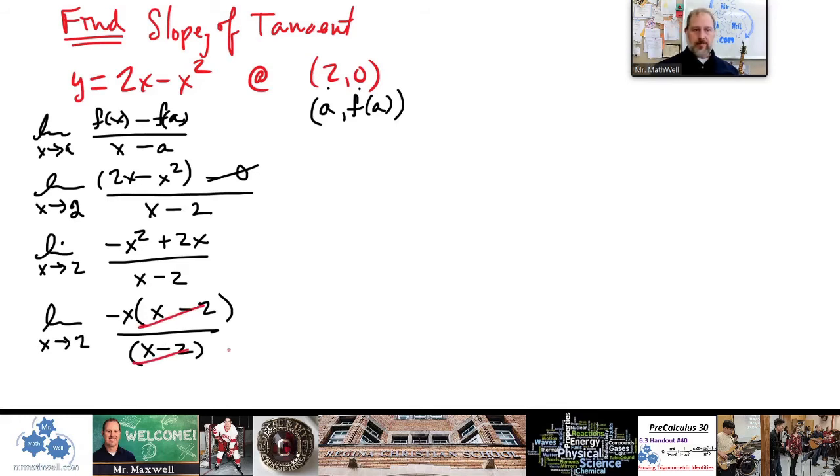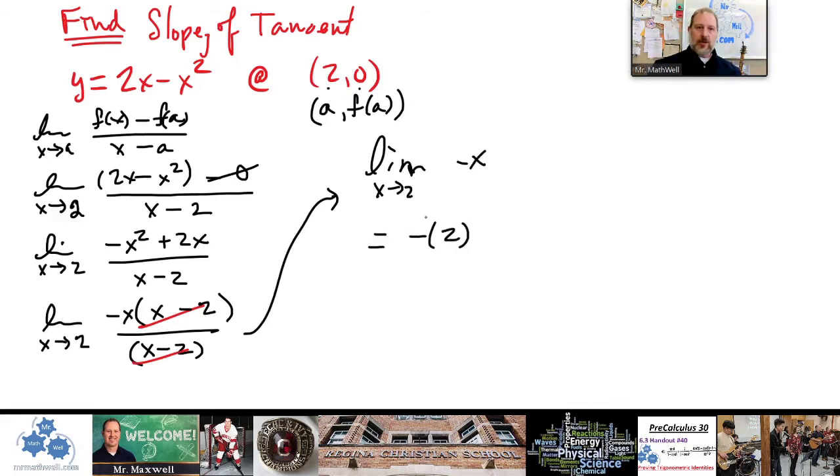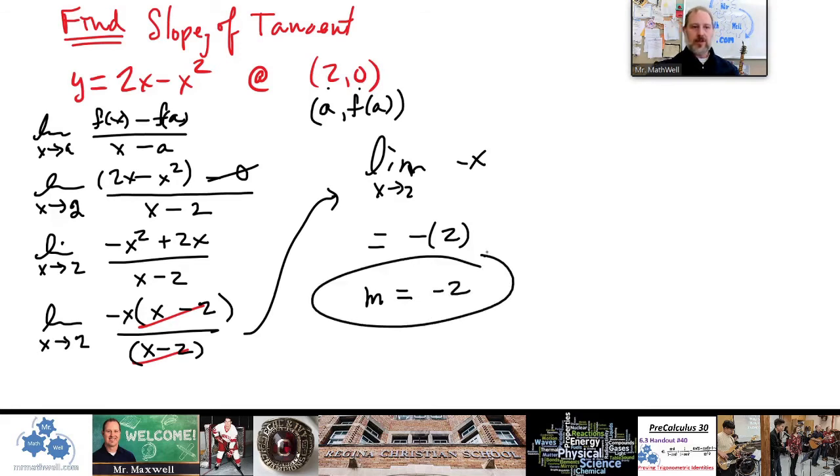Those two factors can divide out, and I'll just transfer this up over here. I've got the limit as x approaches 2 of negative x, and so I've got negative x approaching 2, so I've got negative 2 for the slope of the tangent. So negative 2 is your answer. Do you guys get that for an answer as well?